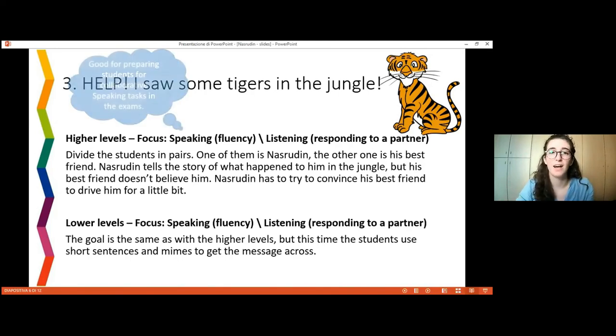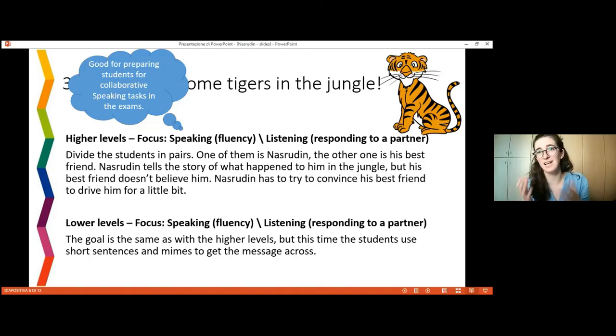Okay. And why are these activities helpful? If you think about exam preparation for higher levels, they have collaborative tasks in the speaking part. So they have to listen and respond to their partner. So it's good if we start working on this, not in an exam environment, not focusing on exam preparation, but doing it all the same.